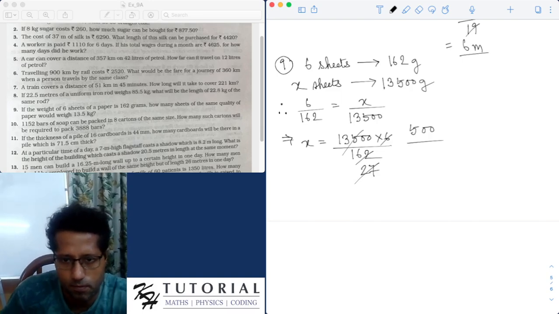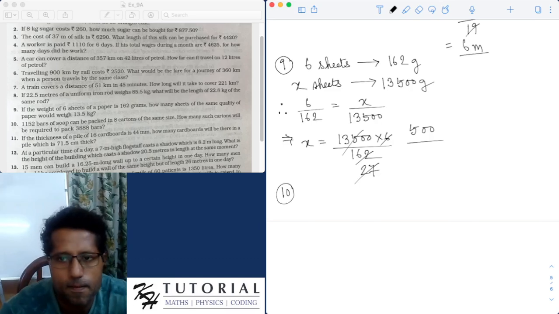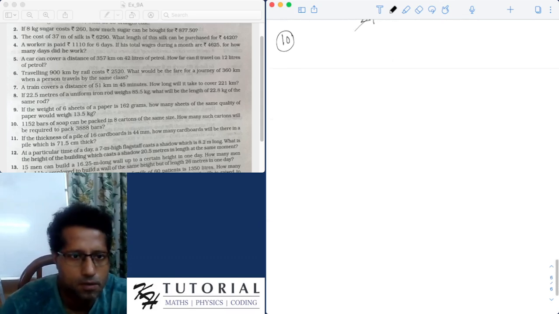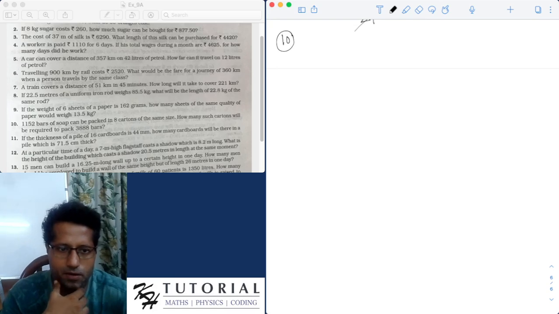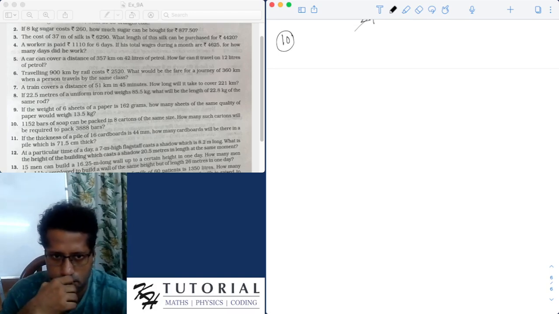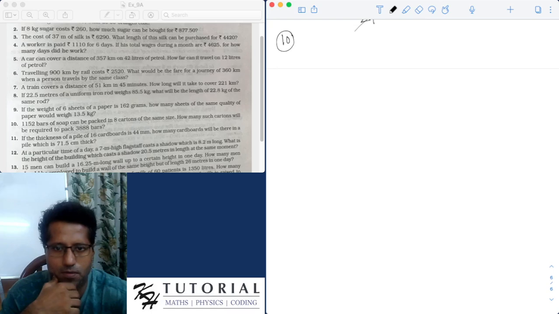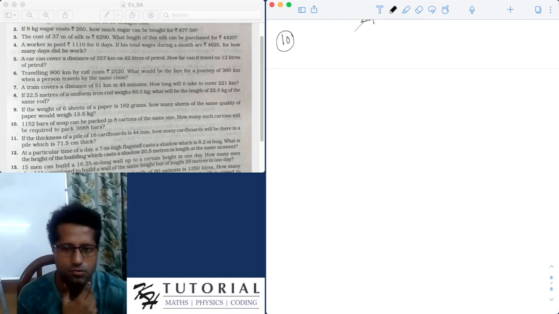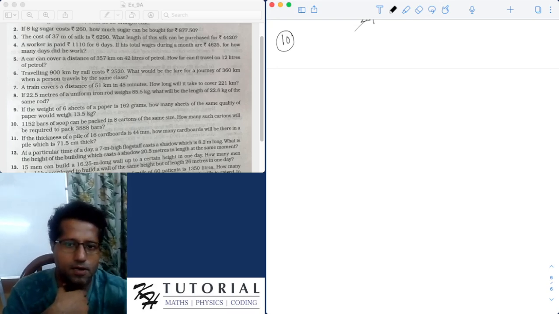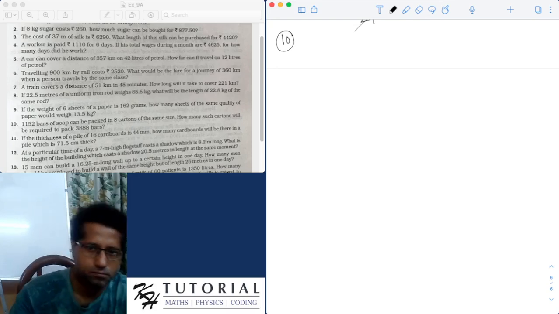Let's do problem number 10. It says 1152 bars of soap can be packed in 8 cartons of the same size. How many such cartons will be required to pack 3888 bars? Definitely the size and the capacity of all the cartons is the same. That is, the number of bars that can be stored in one carton is the same.